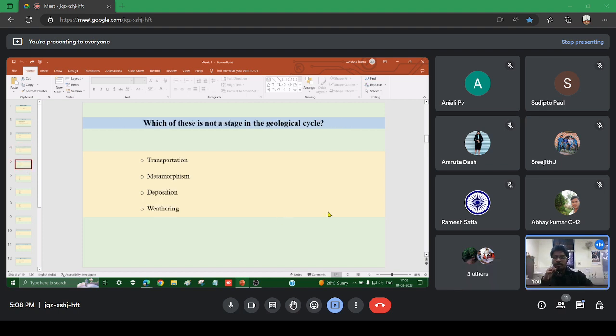The next question is, which of these is not a stage in the geological cycle? As you can see in the options, there are 4 kinds of processes or stages given. Which of these is not a stage in the geological cycle? The options are transportation, metamorphism, deposition, and weathering.